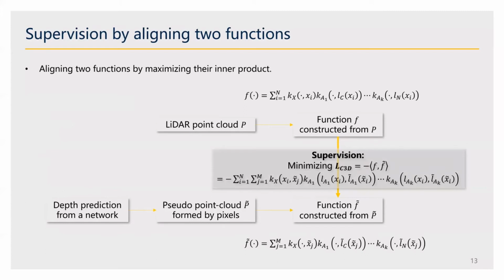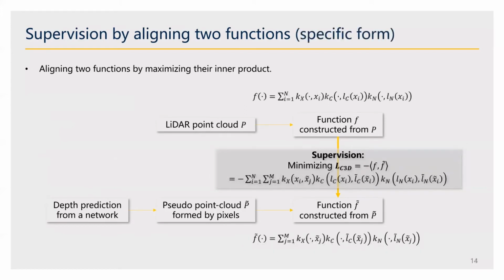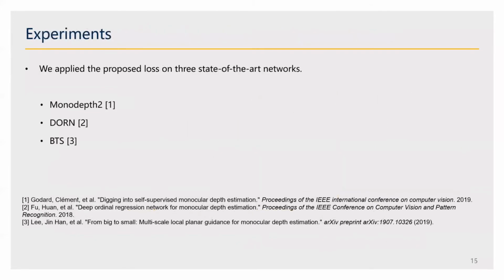By substituting the specific form of the kernels into the functions, we have the actual form of L_C3D in this figure. More details, including the choice of hyperparameters, can be found in the paper. To show that the proposed loss function is not tied to any specific network architecture, we applied the C3D loss to three state-of-the-art monocular depth prediction networks: MonoDepth2, DORN, and BTS.